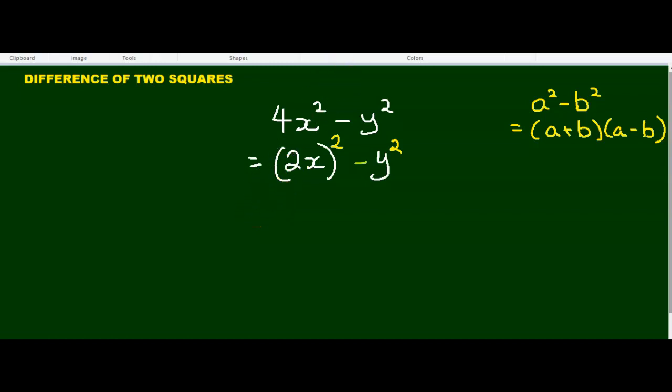We can now plug it into our formula. So what's our a now? Our a is 2x. Our b is now y. And we're going to put a plus and a minus in each of the parentheses.